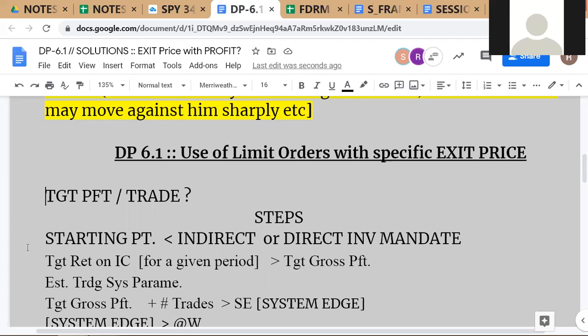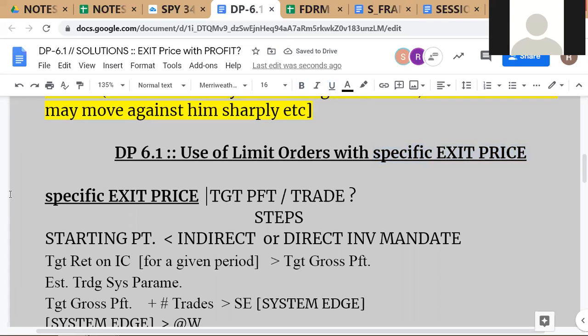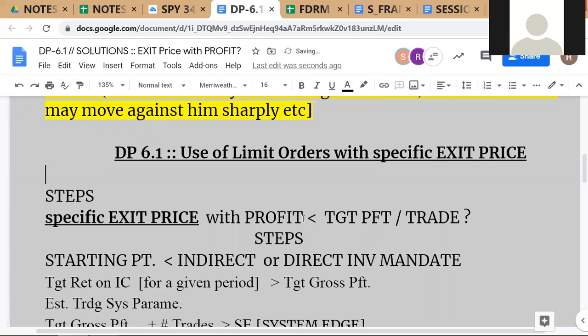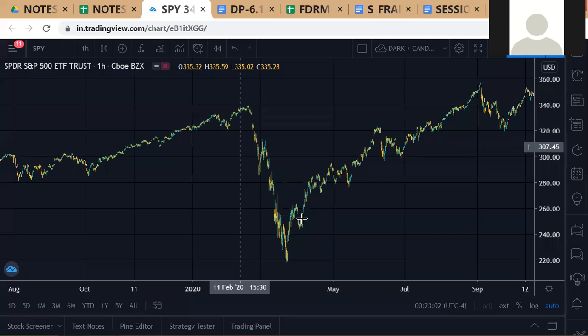So, a specific exit price with profit. We are trying to follow the logical steps. Let me put this here so that we first lay out the logical steps, and then we will give you some further information on what is required to go through those steps. But first understand the logical steps. We'll write down the logical steps first.